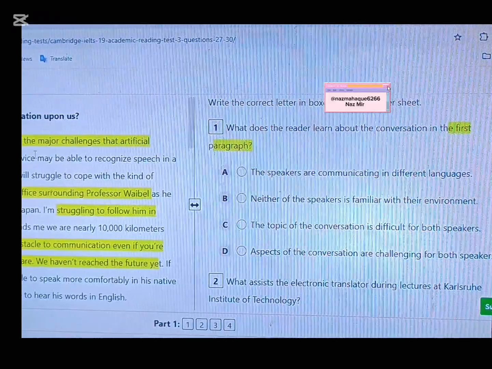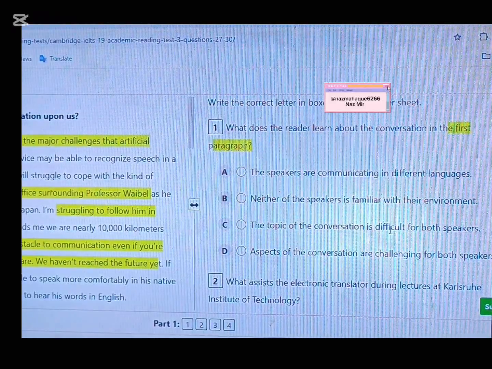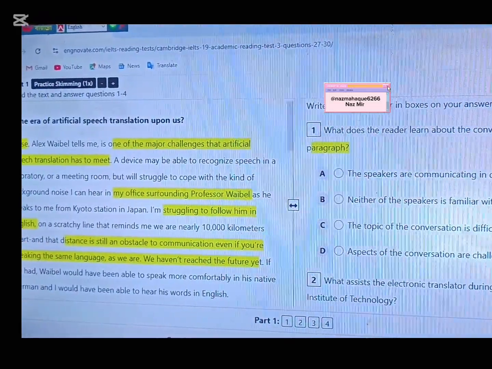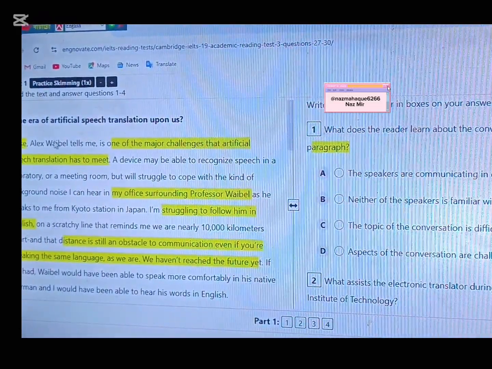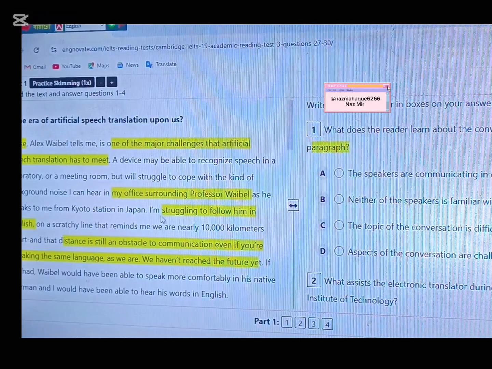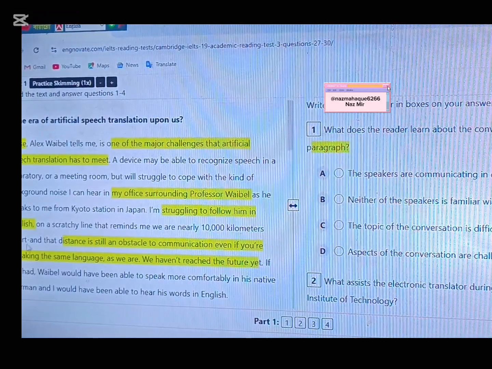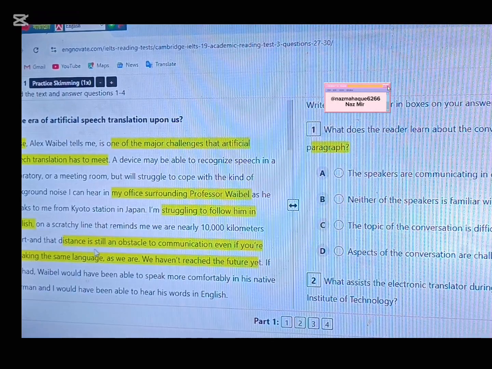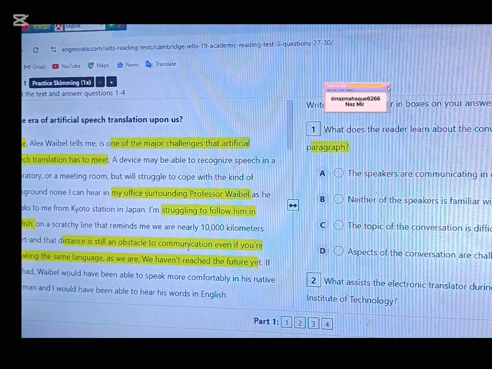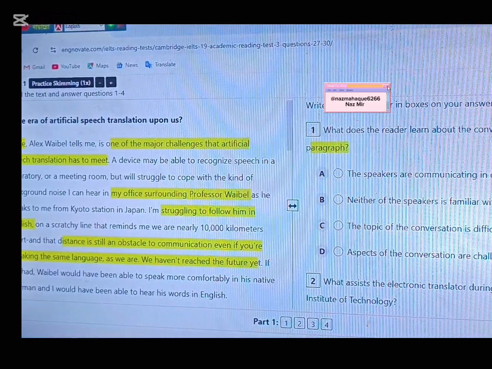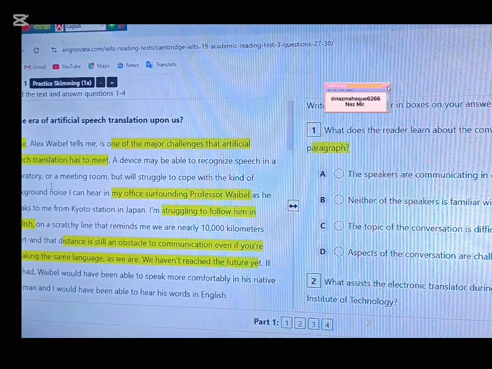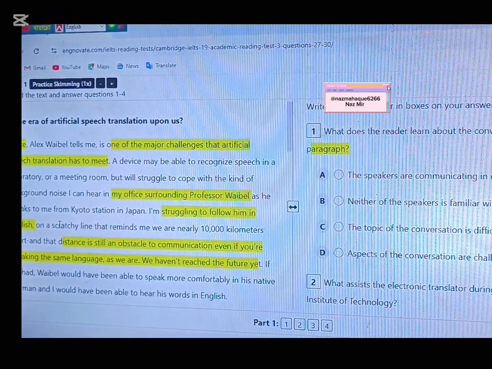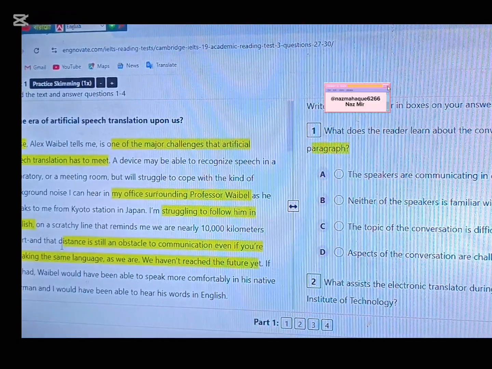And the third option is the topic of the conversation is difficult for both speakers. In the passage, you can see that the only thing he said is that he's struggling to follow him in English on a scratchy line that reminds him they are nearly 10,000 kilometers apart and distance is still an obstacle to communication. Okay, so it means that the only problem they are facing is distance. Here nothing is mentioned about the topic or anything else. The only thing mentioned is distance.